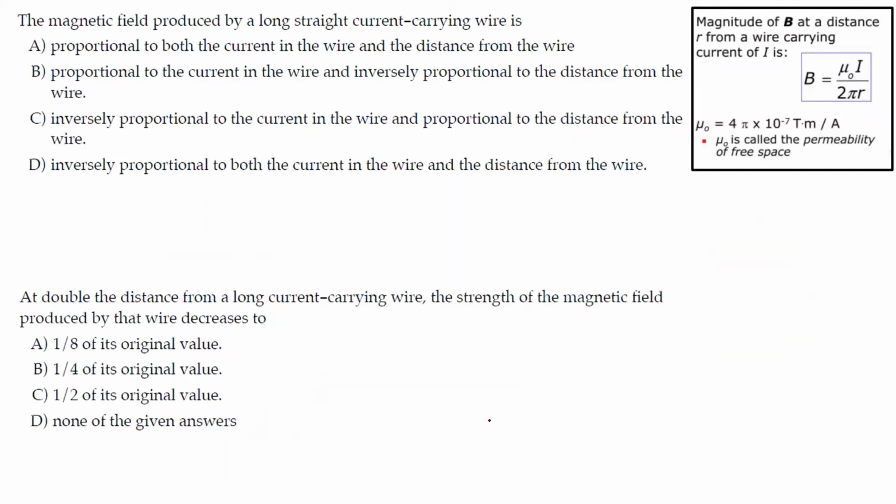So I have a few different levels of problems. These are two easy problems from this equation. Try to do it and tell me the answers. The first one: magnetic field produced by a long straight wire. They're talking about this equation. We know B is proportional to current. That means B increases when we increase the current. And B decreases when we increase the radius or the distance. So inversely proportional. Your answer is B.